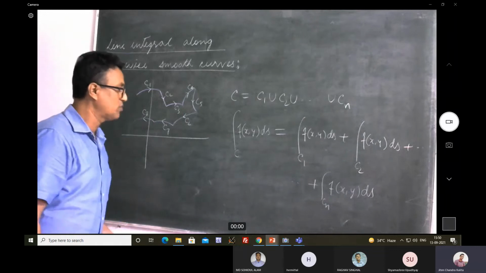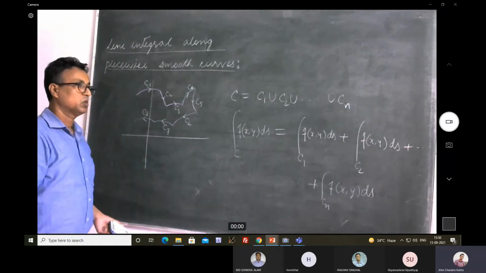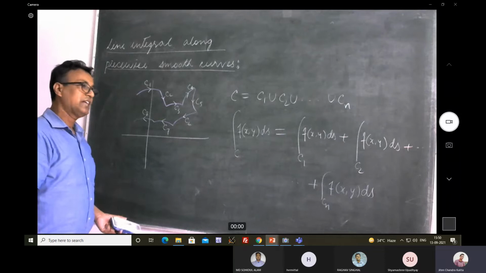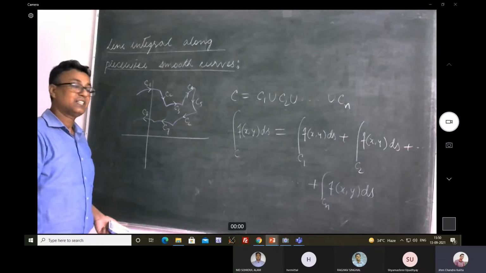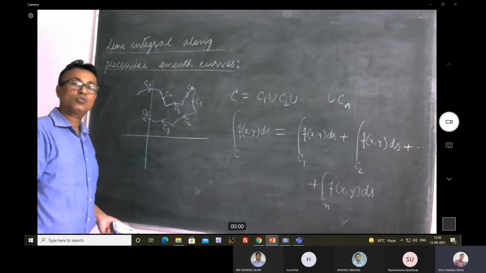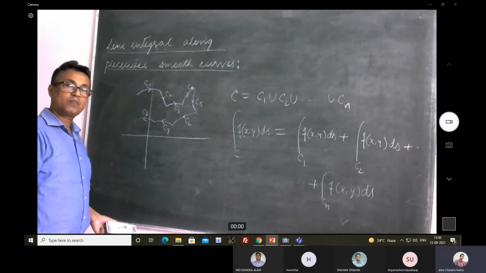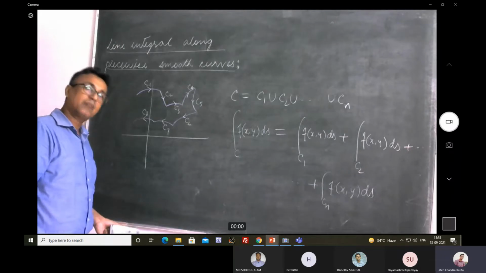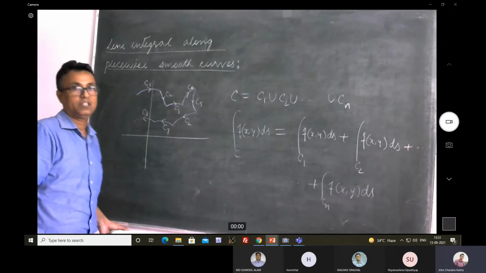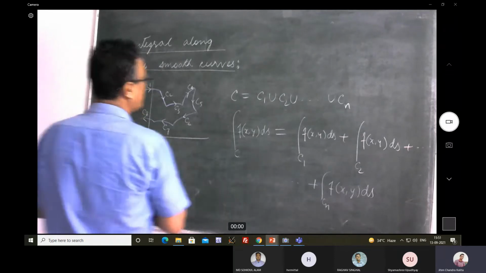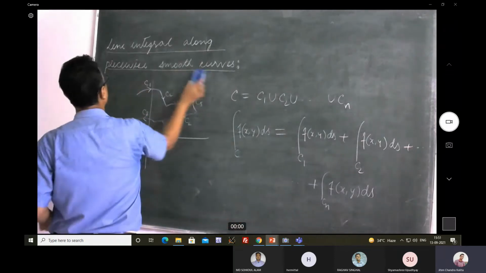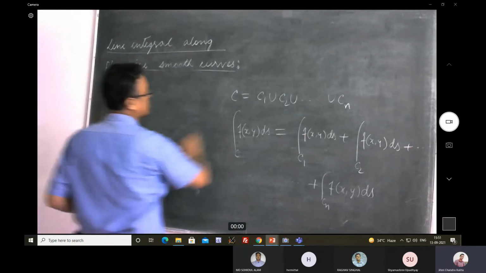I would like to point out that if you consider line integral with respect to arc length, the orientation is not going to change the value of the integral. But if you are going to perform it along a straight line, the orientation is going to change the value of that integral. That happens. Let us consider one example.